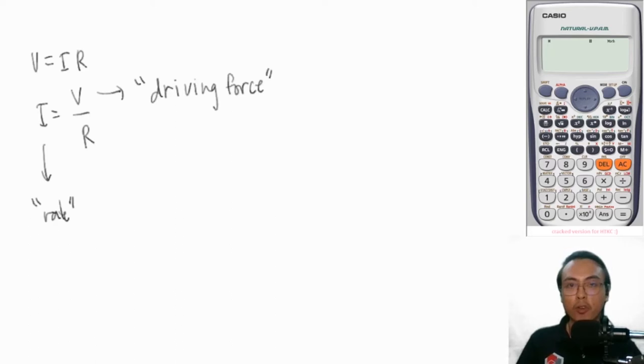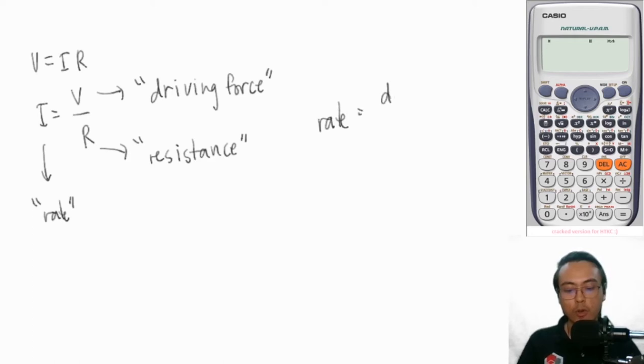Or the driving force is what allows the property to be transported. And finally, R is the resistance. It's the one that is countering the flow of the property. Okay? This Ohm's law is very similar to our phenomenological equation of rate is equal to driving force over resistance. How do we apply this with the transport equations? Let's start with the simplest. Let's consider heat transport.